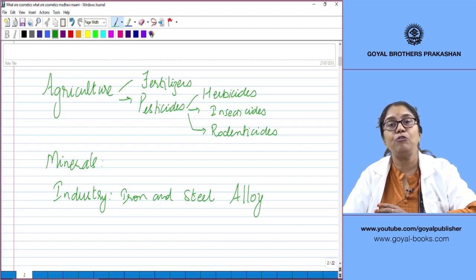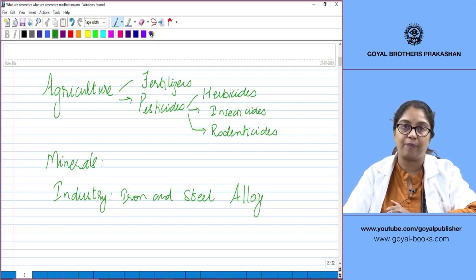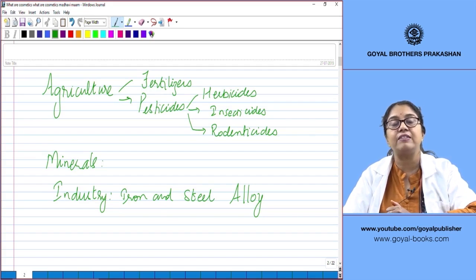Now, some commonly used alloys which we are using in our day-to-day life are steel. Steel or stainless steel is an alloy of iron, which has a greater advantage over iron in that it does not get rusted. Iron gets rusted easily, but stainless steel does not rust. So this is the advantage of the alloy of iron, stainless steel, over the metal. And then we have other alloys, for example brass. Brass is used in electrical fittings.